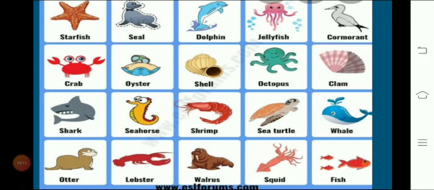Now look at this picture. We can find starfish, seal, dolphin, jellyfish, cormorant, crab, oyster, shell, octopus, clam, shark, seahorse, shrimp, sea turtle, whale, otter, lobster, walrus, squid and fish. So these are the sea creatures which we can find in the sea or near the sea.